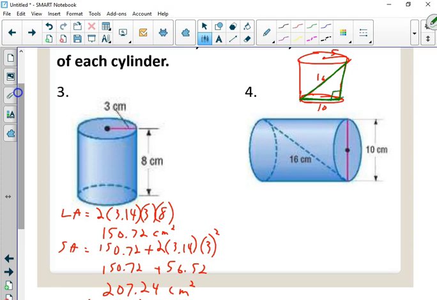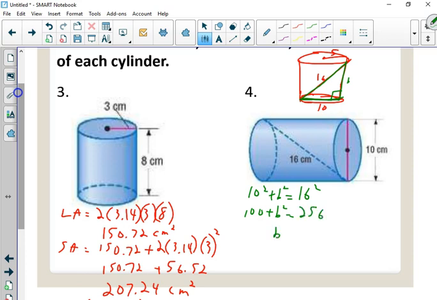We have a triangle. There's a right angle right there. So we're trying to find B. The first thing we need to do is find the height. So we're going to do 10 squared plus B squared equals 16 squared. So that's 100 plus B squared equals 16 squared, which is 256.